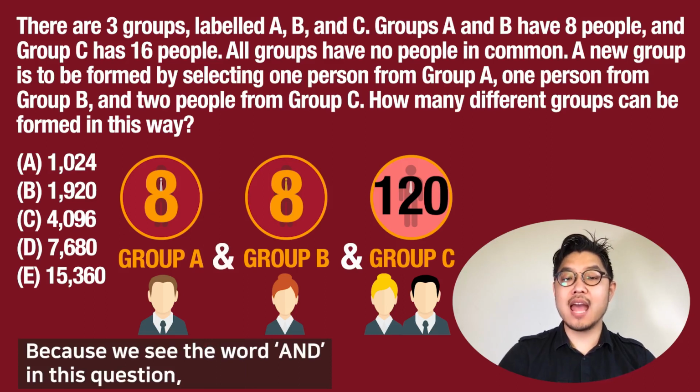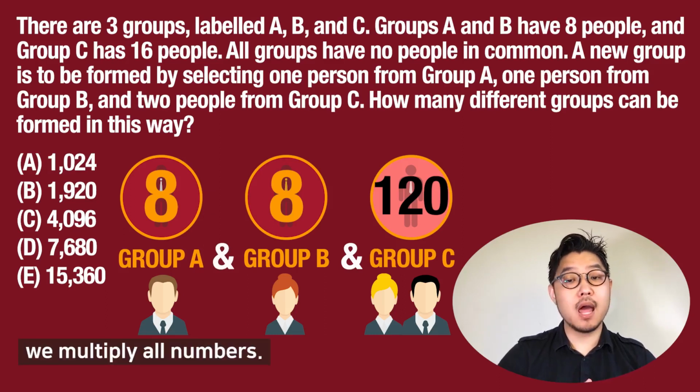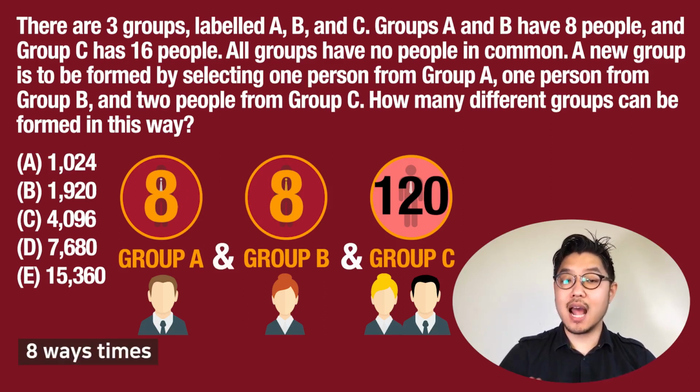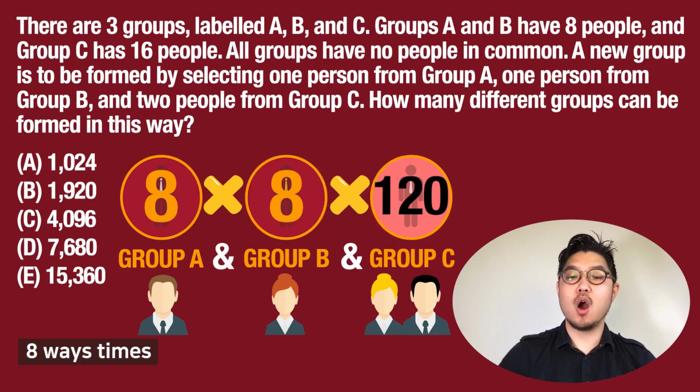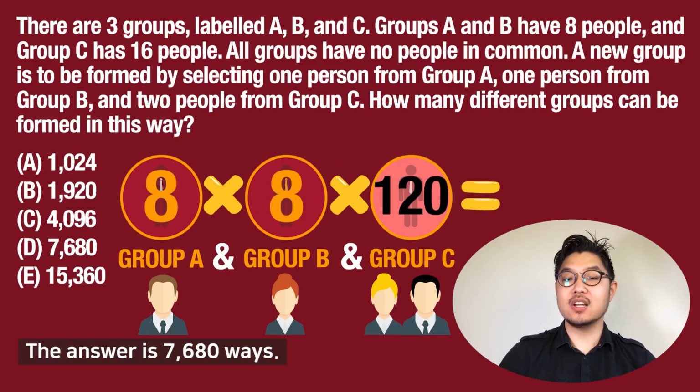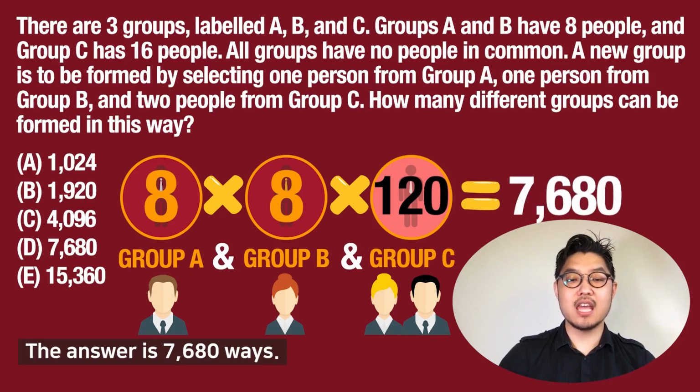Because we see the word and in this question, we multiply all numbers. 8 ways times 8 ways times 120 ways. The answer is 7,680 ways.